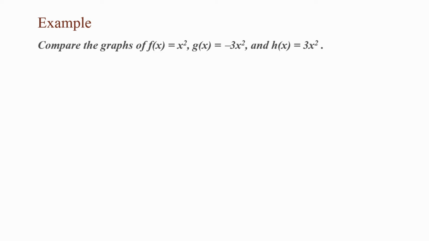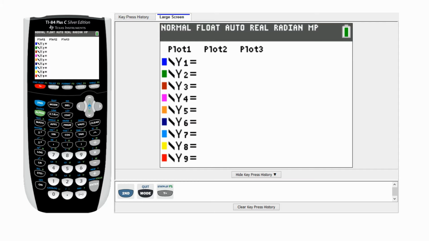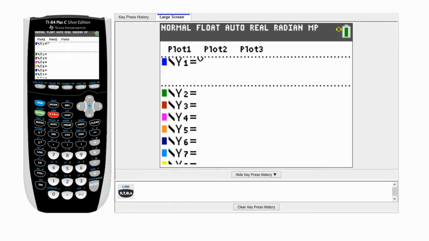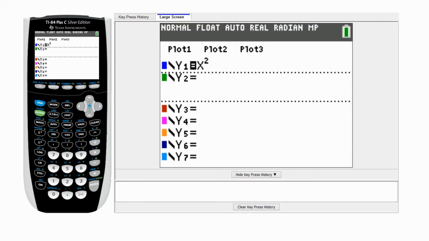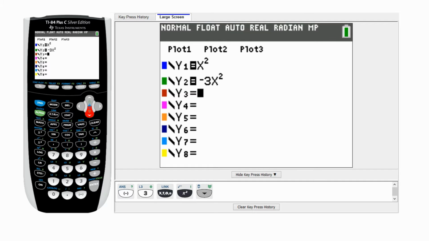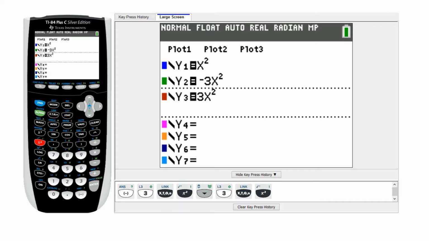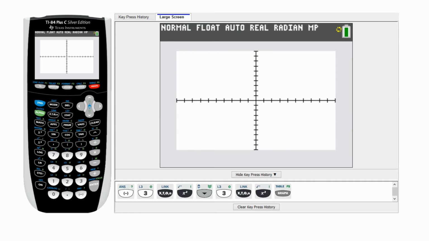In this example, compare the graphs of f(x) = x^2, g(x) = -3x^2, and h(x) = 3x^2. So going to our calculator, y equals, our y1 will be x^2, our y2 will be our g(x), which is -3x^2, and then our h(x) is 3x^2. Now we're ready to graph.